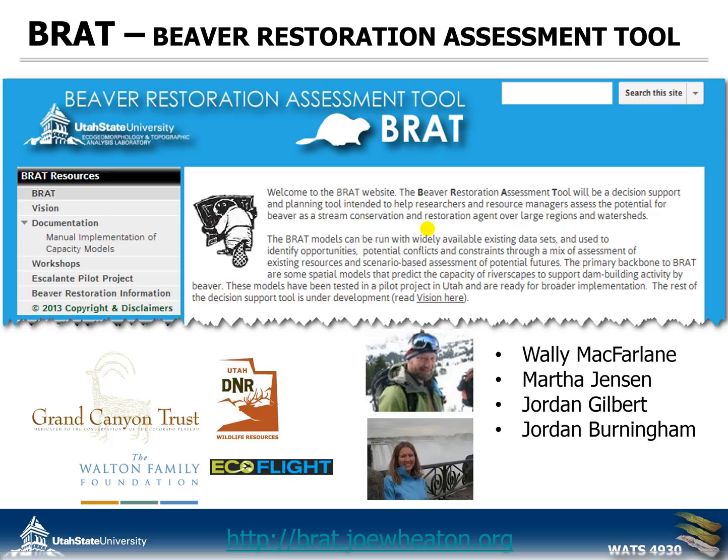And instead of predicting habitat quality or habitat suitability for fish, this is just predicting the upper limit, the maximum number of beaver dams that we could support in that stream segment, so dams per kilometer. And this is some work that Wally McFarlane, Martha Jensen, and Jordan have been instrumental in working on.